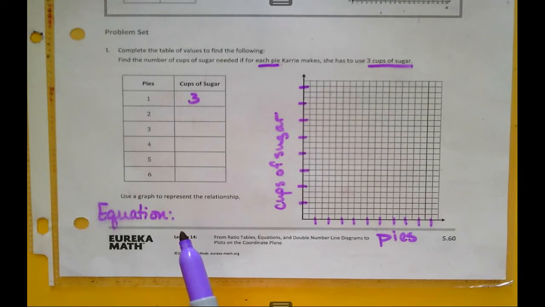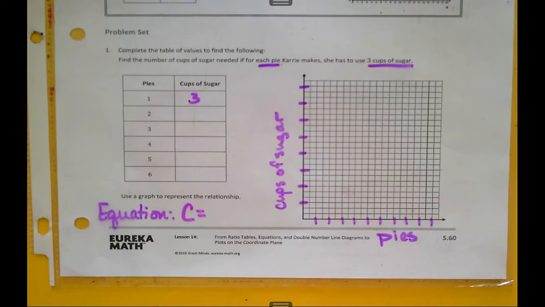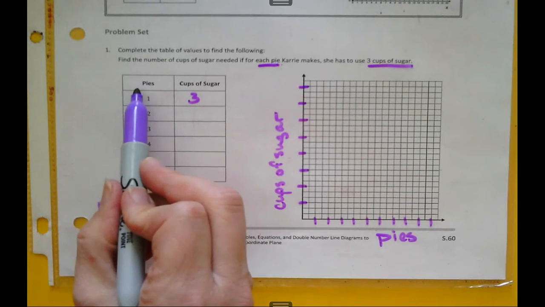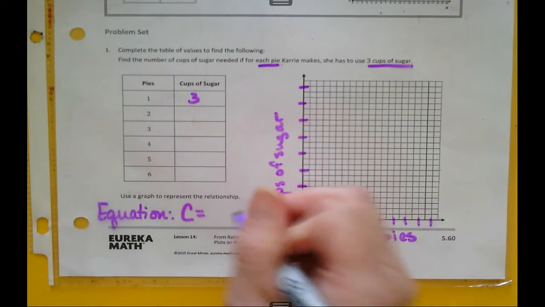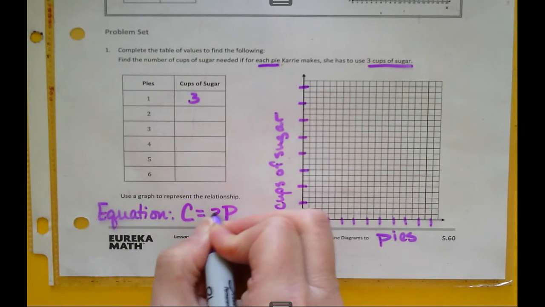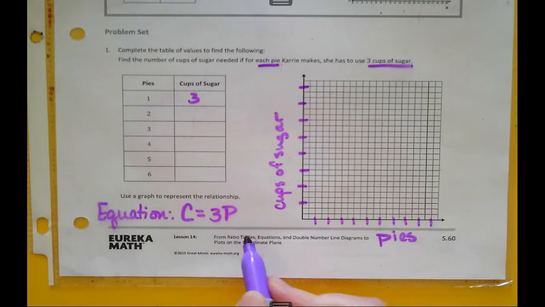How do I find the number of cups of sugar needed? What would I multiply? I would multiply the number of pies times 3 cups per pie. So my equation would be C equals 3P.